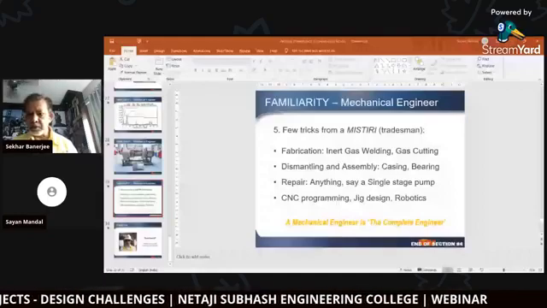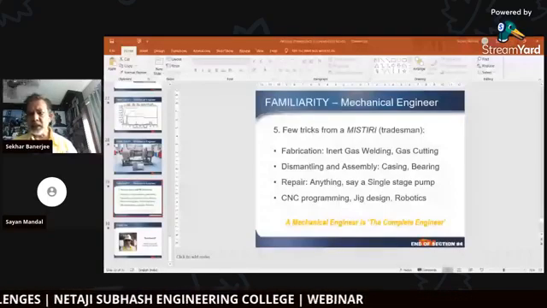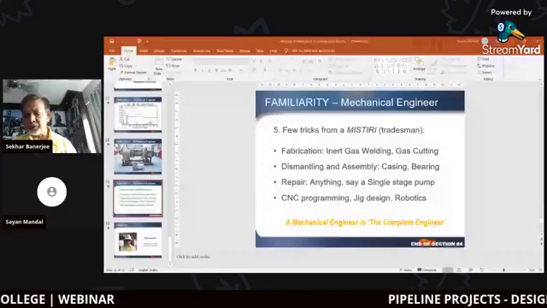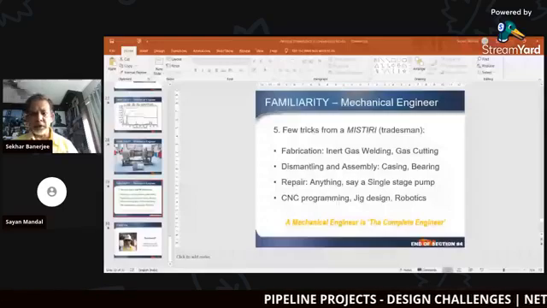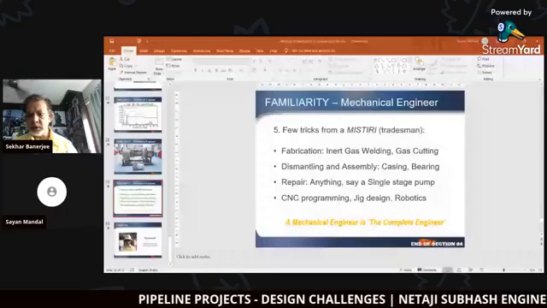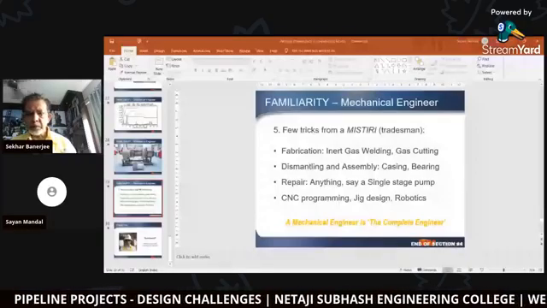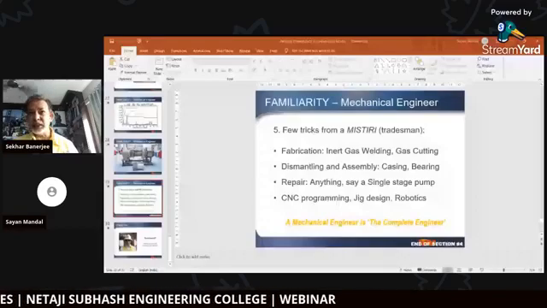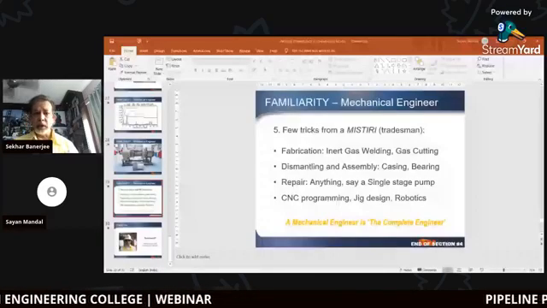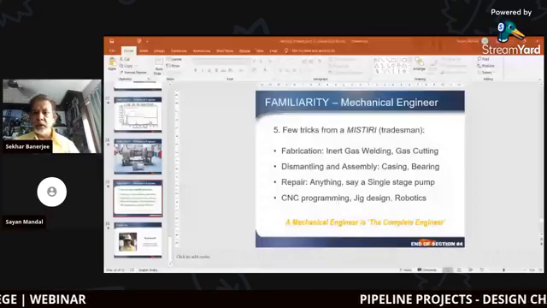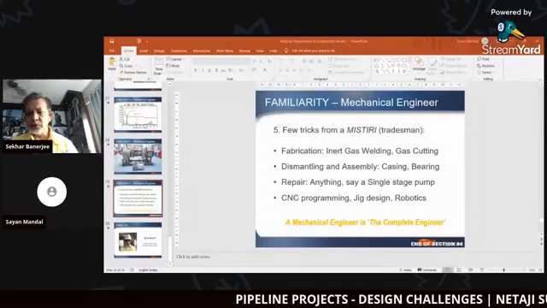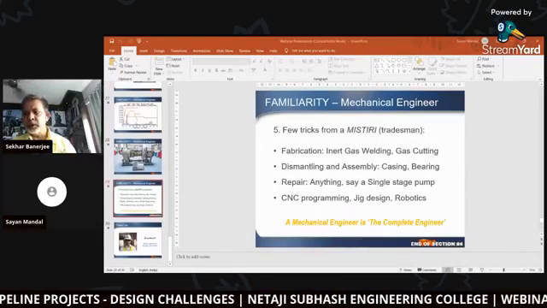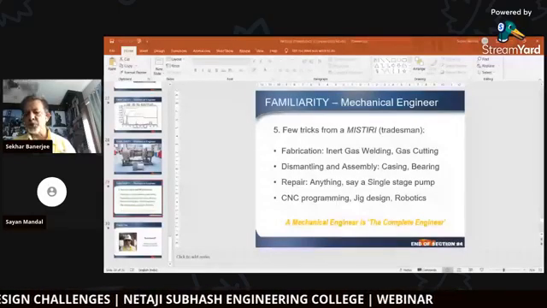robotics, MIG welding, TIG welding. Gas welding and rod welding is still popular, but probably not in the manufacturing sector. The manufacturing sector today has gone for MIG welding. And maintenance, changing a bearing, changing a shaft sleeve, the wear casing ring. You probably need to know how to do that. You don't need to do it. The worker will do that, but you have to tell them how to do it.